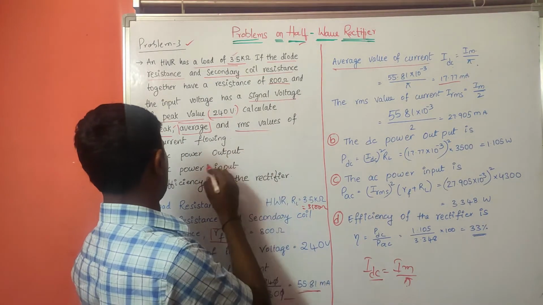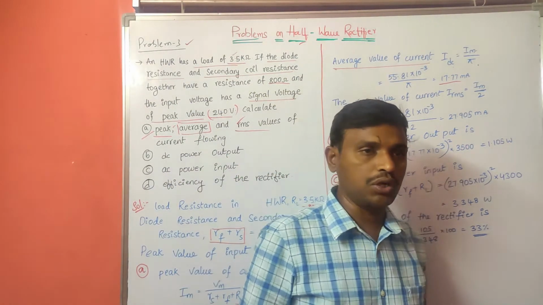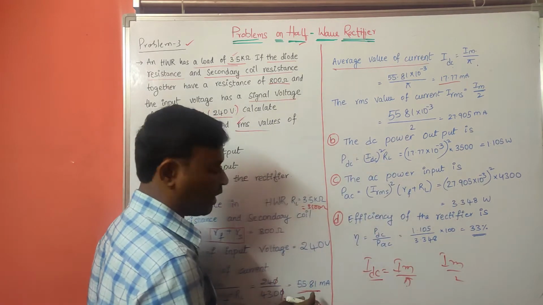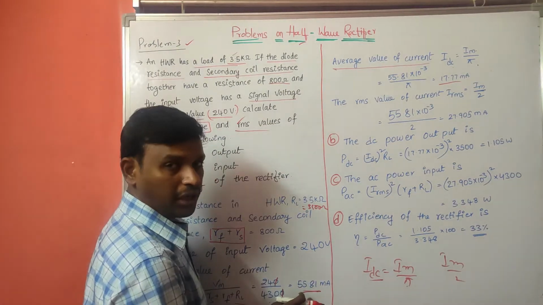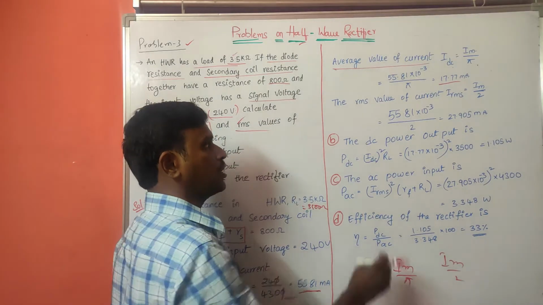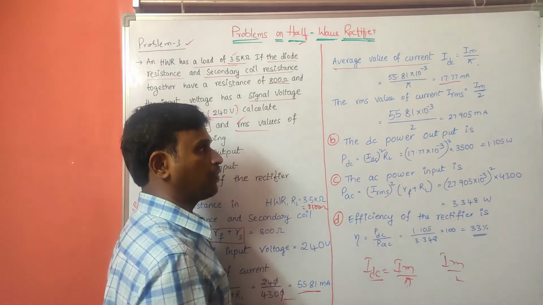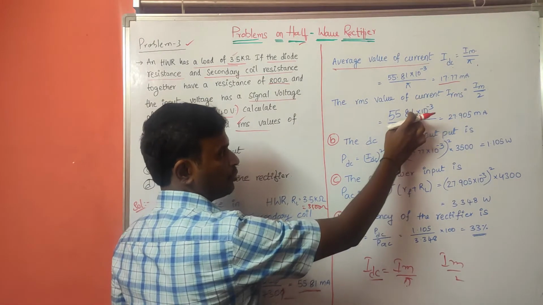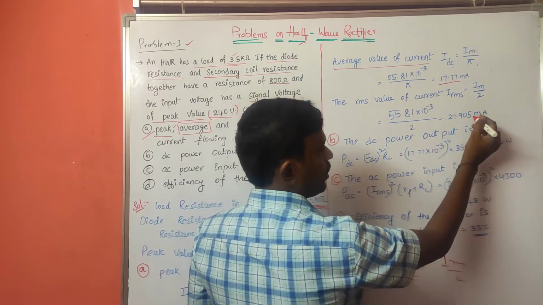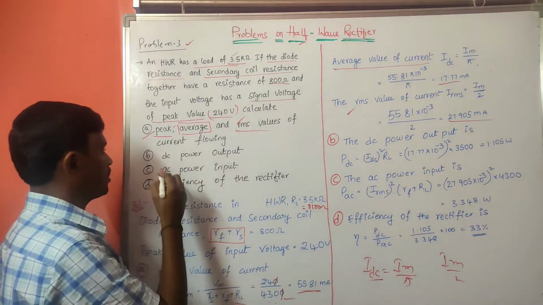Now the next one is the RMS value. For a half-wave rectifier, IRMS is equal to Im by 2. We have already calculated the Im value, 55.81. If you substitute that, you get the RMS value of the current. So IRMS is 55.81 into 10 power minus 3 by 2, which is 27.905 milliamperes. This is the RMS value of the current. So the first question is that one.